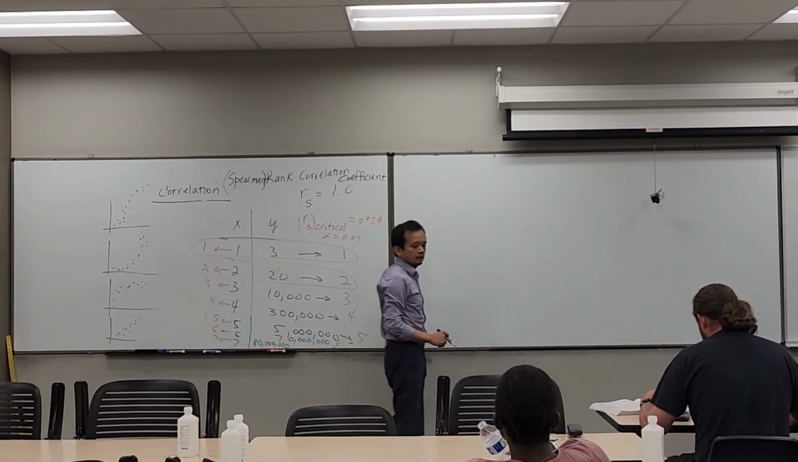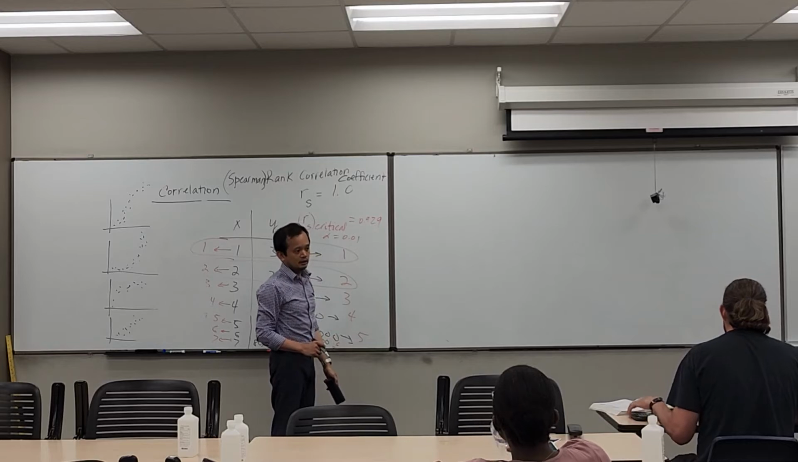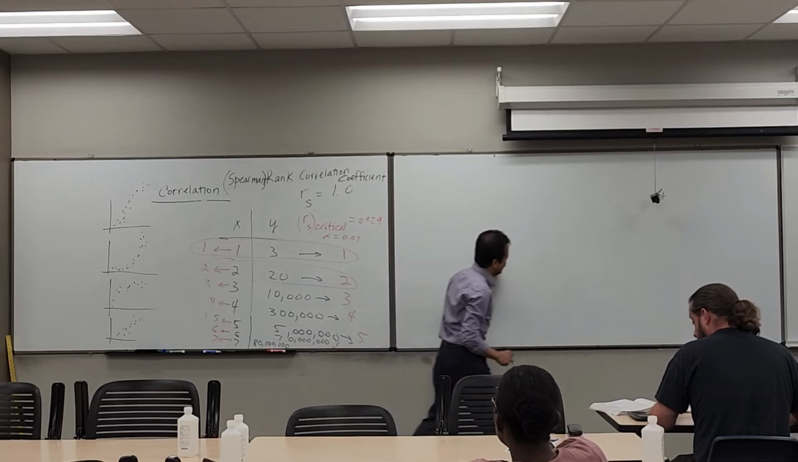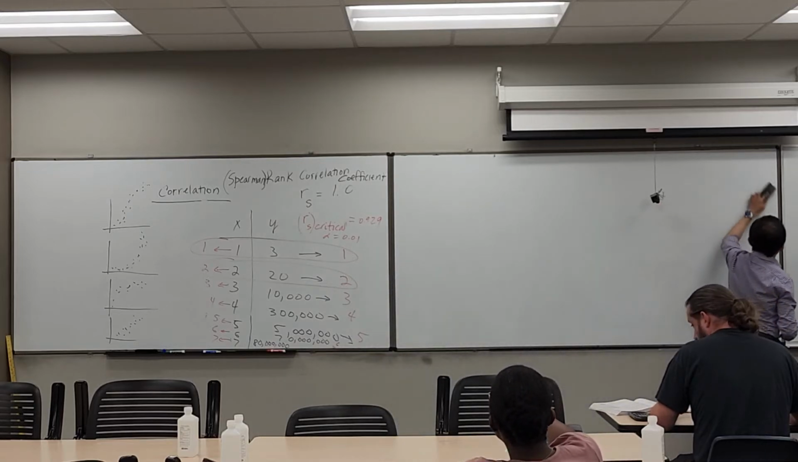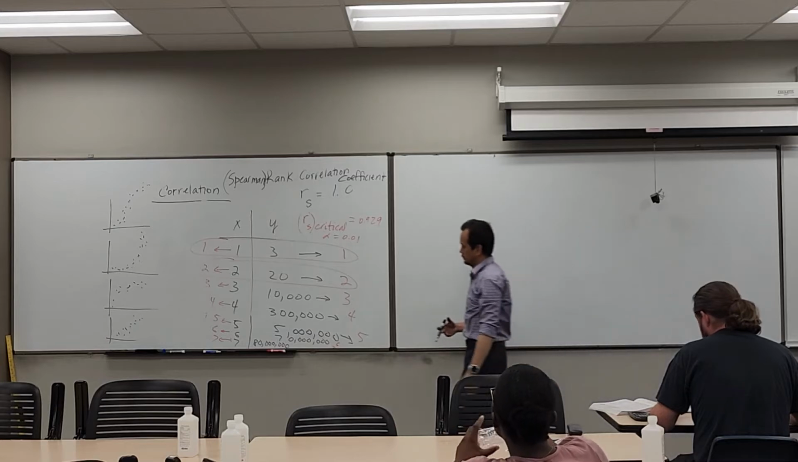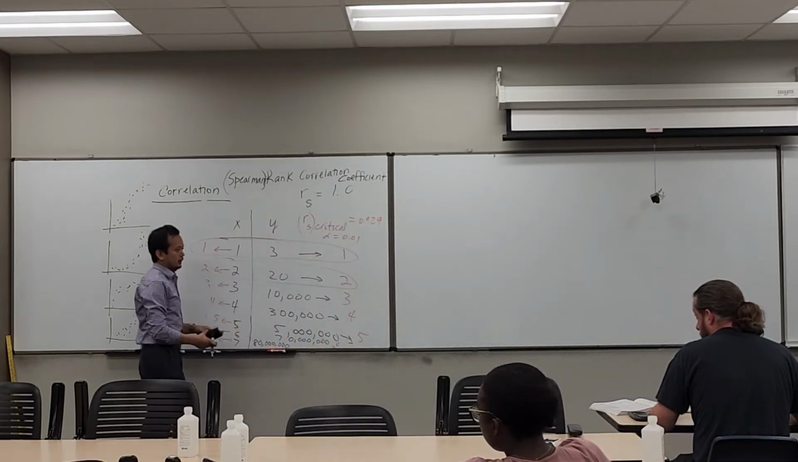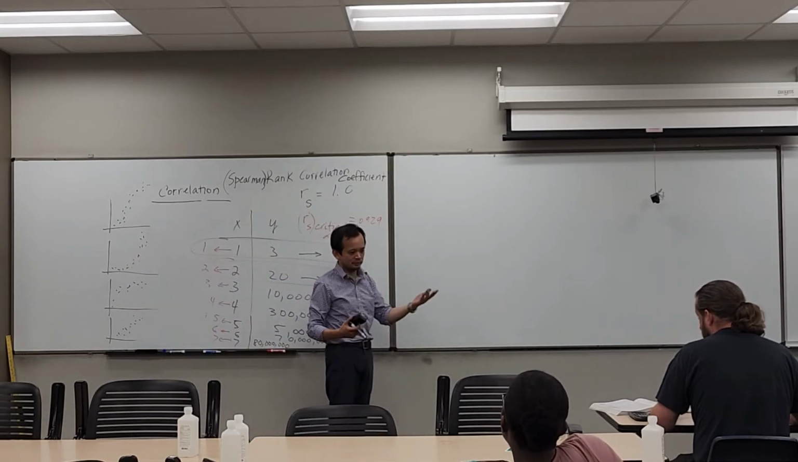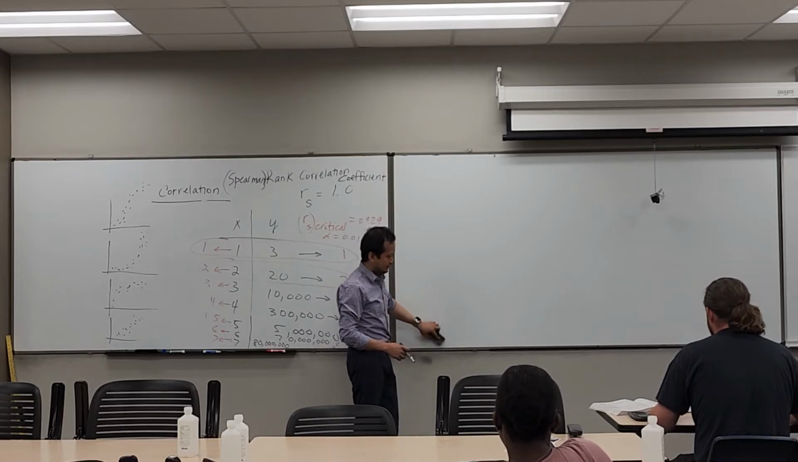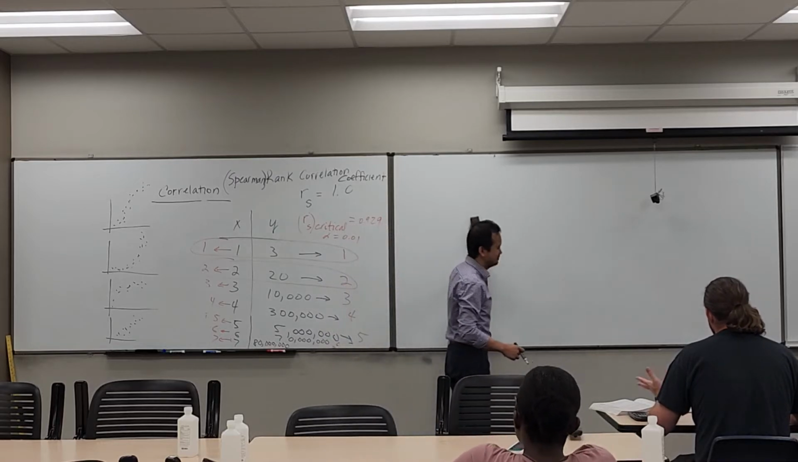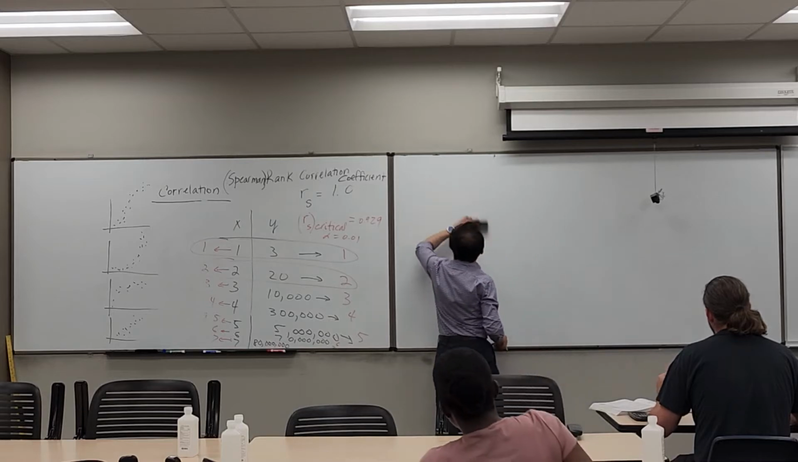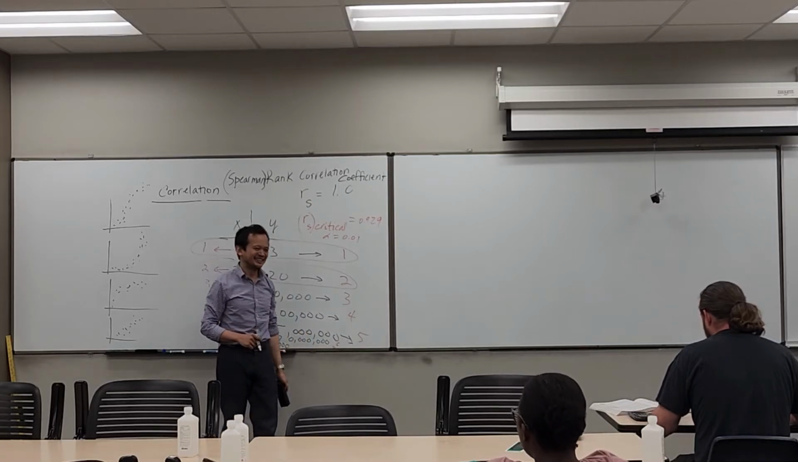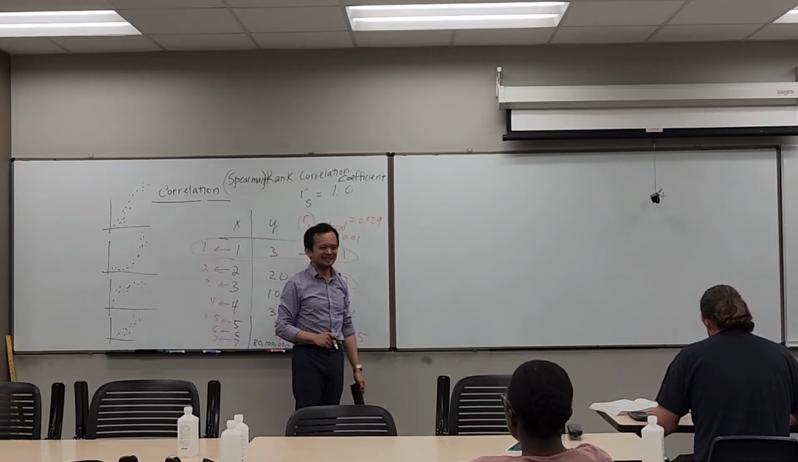Your method of solving that was way easier than using the equation. The equation gives you the same answer, but it's way easier. And also, this way gives you a better understanding of what's actually going on. You rank them first and you try to fit a straight line through the ranks, as opposed to just using some random formula. Yeah, the 1 minus the 6 sigma delta squared over n times n squared minus 1. So don't use that one. Okay, good. Any other comments or questions?